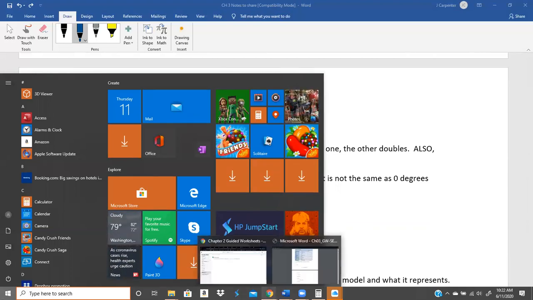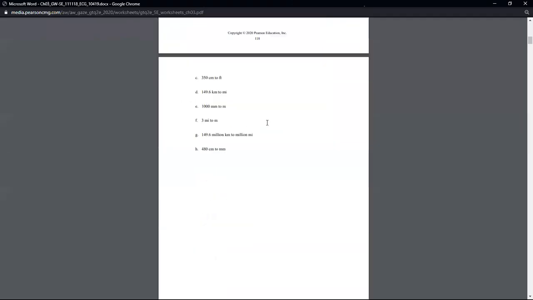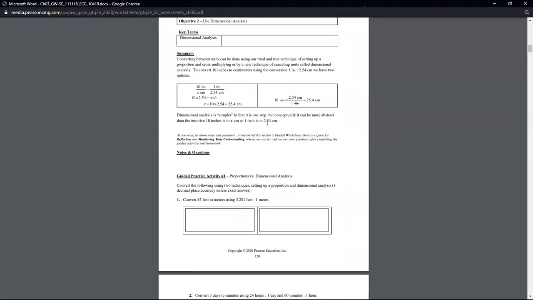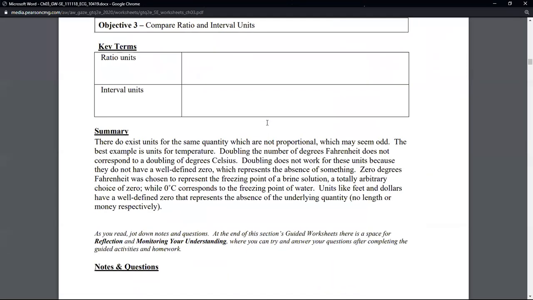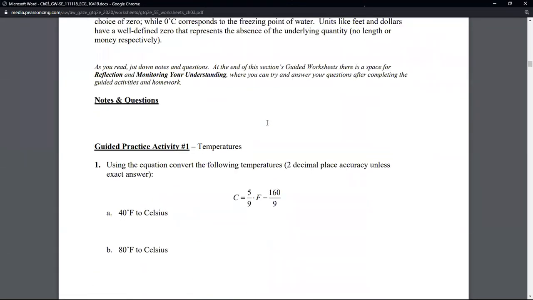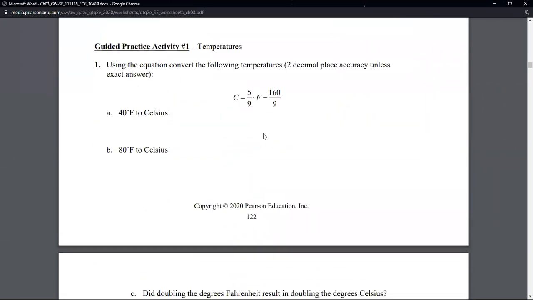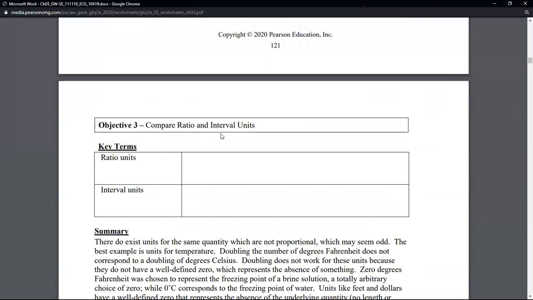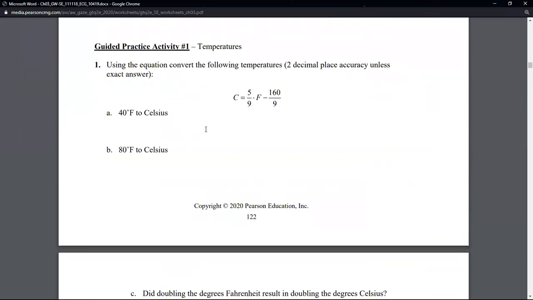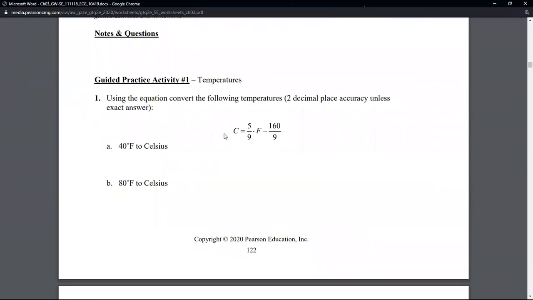All right, worksheet. We got a few minutes left. We're skipping that. Let's just do A and B. So this is on page 122, guided activity 1 with temperature. Here's that. And they write theirs.